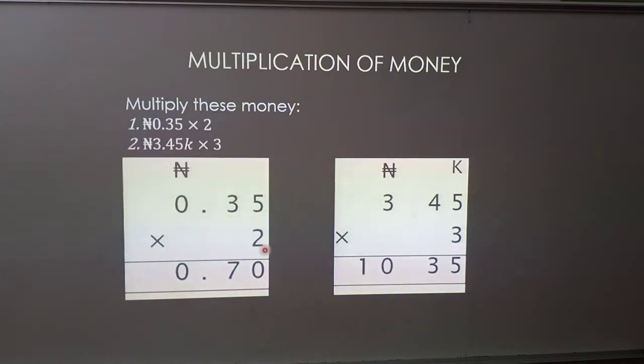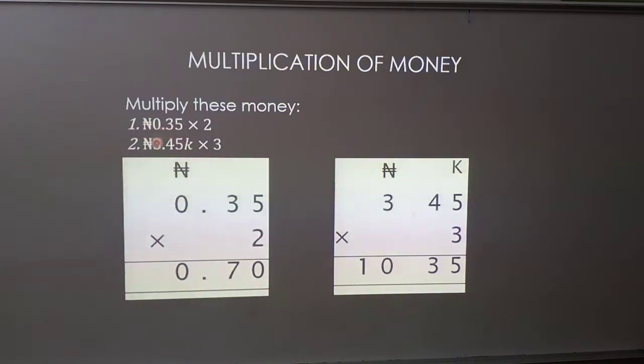So what are we going to have? 2 times 5 is 10. You write down 0 and carry 1. 2 times 3 is 6, plus that 1 carried 7. Write down your decimal point again. Okay, make sure your decimal point above is in a straight line with your decimal point under, and then 2 times 0, anything times 0 is 0. So the answer is 0 naira 70 kobo, which is just read as 70 kobo.